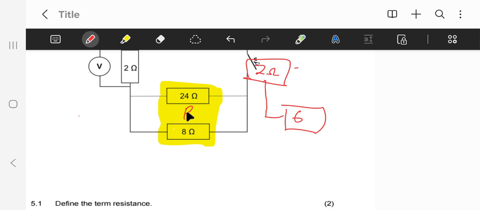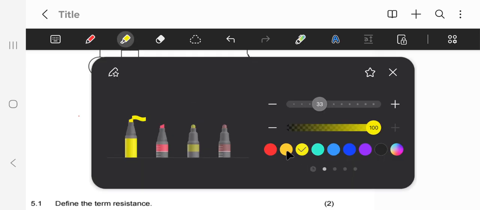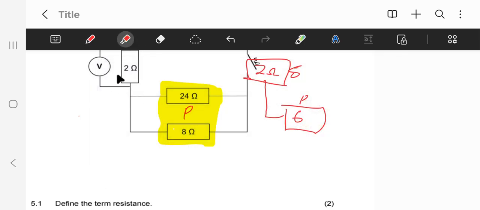So here we have the parallel combination, and this one, the 2 ohms, is the resistor that is in series. For us to find the total resistance, remember we have 2 resistors here. The one in red is in series, the ones in yellow are in parallel. We found the total of the parallel, which was 6, and this one in series is the 2 ohms.